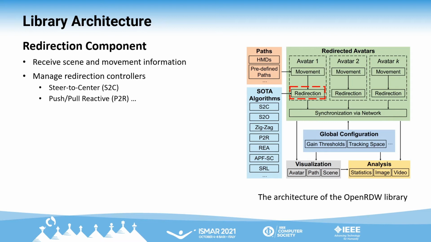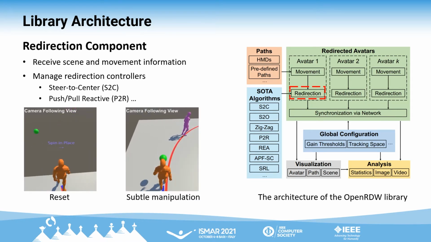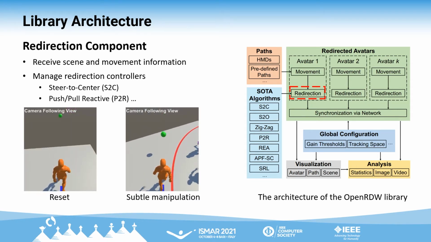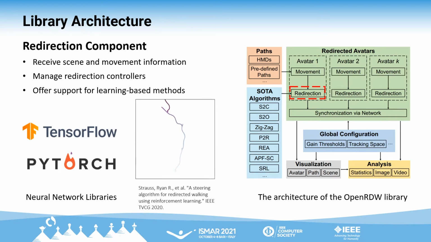This component contains multiple candidate redirection controllers and determines which will be used according to the situation. For example, if the user is around obstacles or boundaries, resetting controllers will be invoked to avoid collisions. Otherwise, subtle redirection controllers will be called for imperceptible manipulations. Our redirection component also offers support for reinforcement learning methods. We also implemented the state-of-the-art reinforcement learning method as a built-in exemplar.